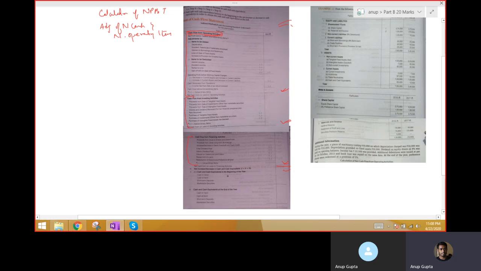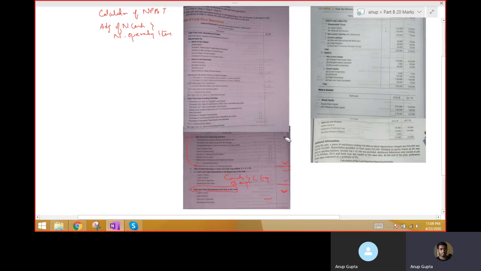Then we add cash and cash equivalent in the beginning. There are two cash and cash equivalent figures in the balance sheet, current year and previous year. The previous year's balance we write here and add to the total of these three. Whatever the total balance is will be equal to the cash and cash equivalent at the end of the year. Okay, and this is the answer. This will also be given in the question, and then you can relate whether your answer is correct or not.